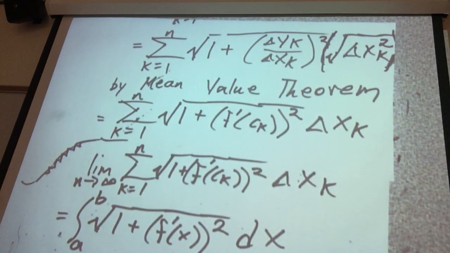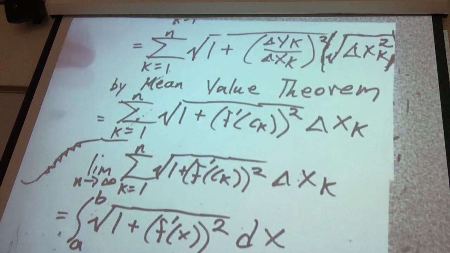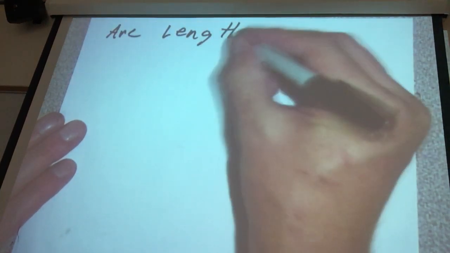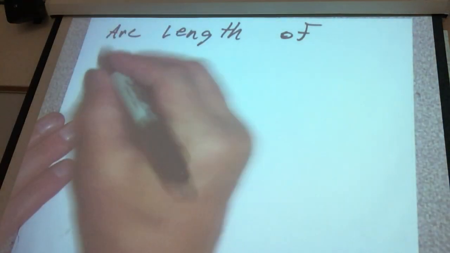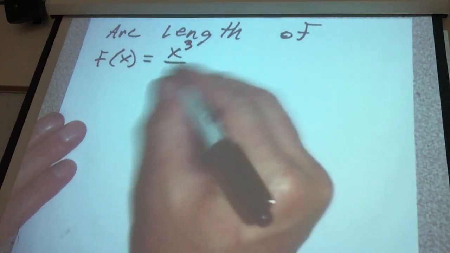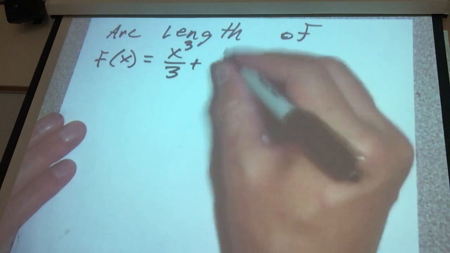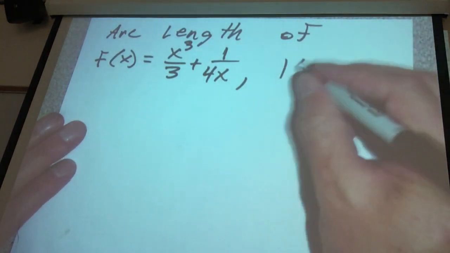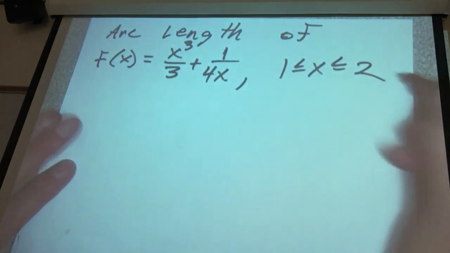So let's do an example of this. All right, so we're going to calculate the arc length and say f of x, which is going to be x cubed divided by 3, and then plus 1 divided by 4x, with 1 being less than or equal to x, which is going to be less than or equal to 2.